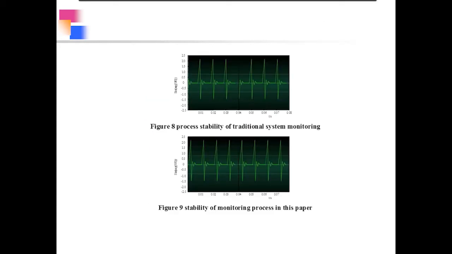Stability comparison of early warning processes. On the whole, the early warning process of the system studied in this article and the traditional early warning control are relatively stable. But when the early warning reaches, the traditional early warning system has a fault in the early warning.